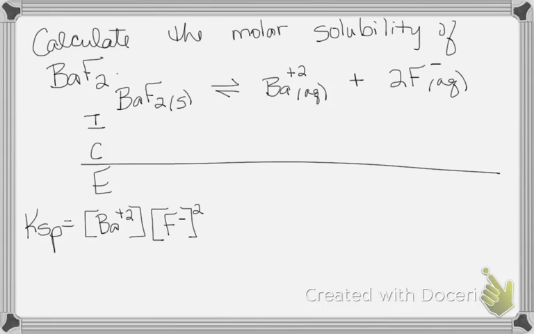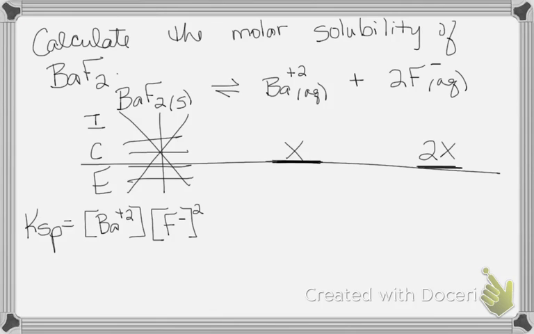If I were to then plug stuff into that ice table, I know none of this is going to matter, right, because that's a solid. But what would it look like on my change line for the barium and the fluoride? It's x and 2x, right? Because on the change line I've got to use my coefficients. So at equilibrium, I'm going to have x and 2x, yeah?